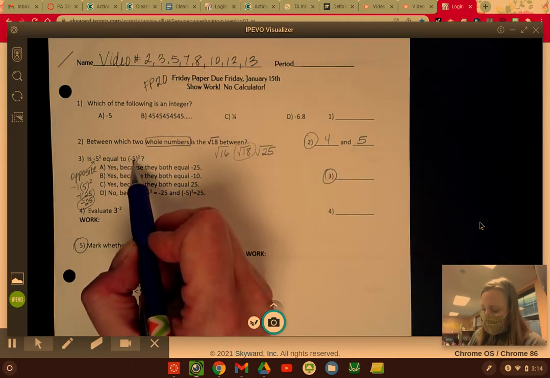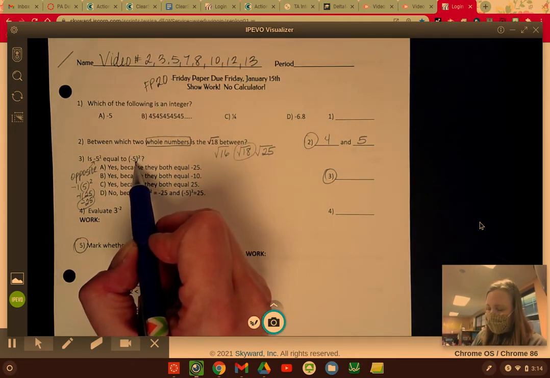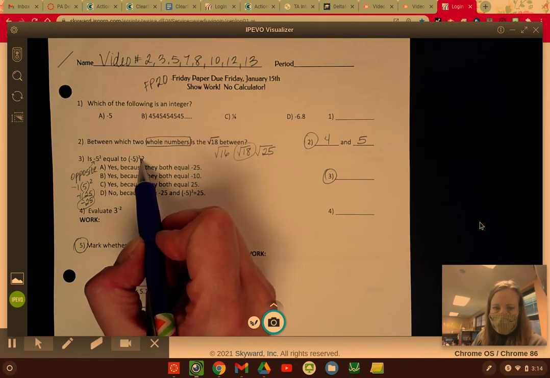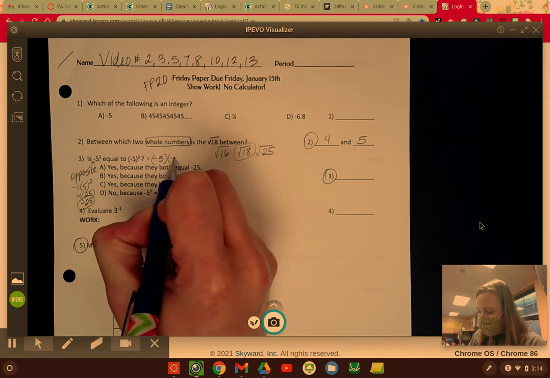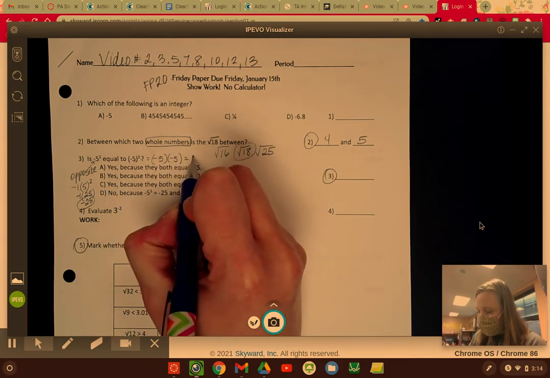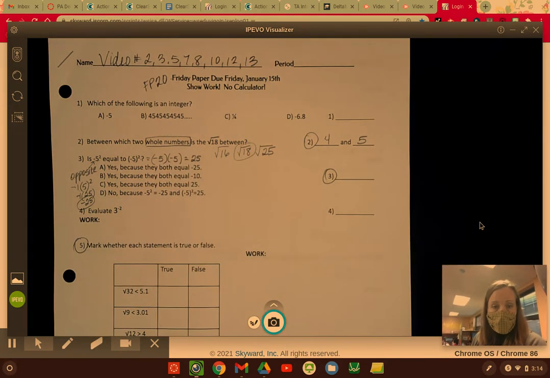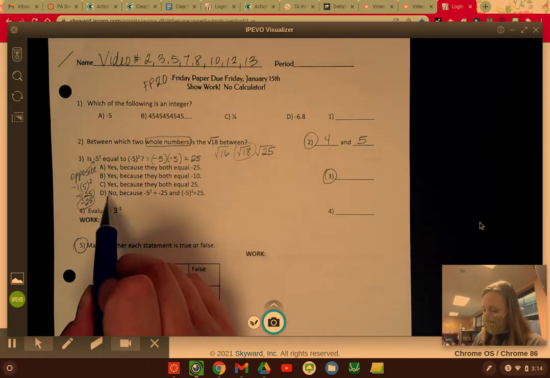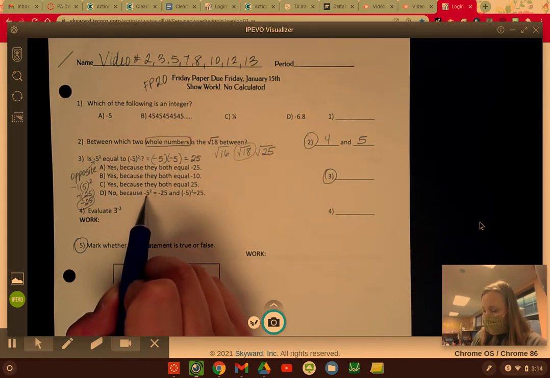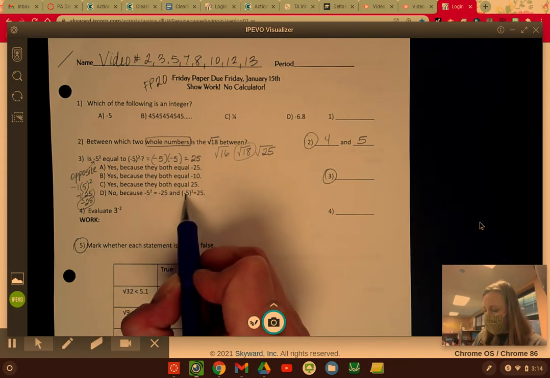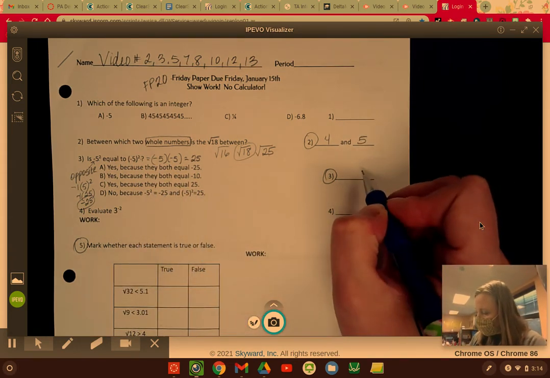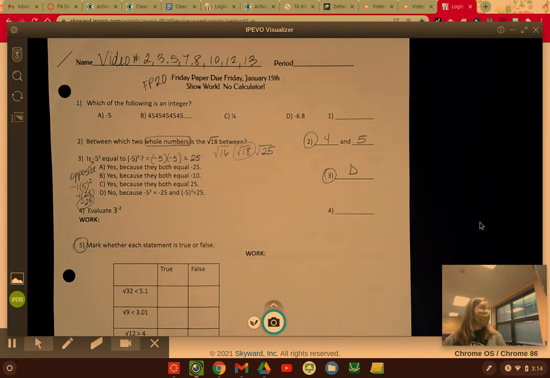This is different. This is saying, let's take this integer, negative 5, and let's square it. So this means negative 5 times negative 5, and that's going to be a positive 25. So the answer here is no, they're not equal, because the opposite of 5 squared is negative 25, and negative 5 squared is 25. So the answer here is D.